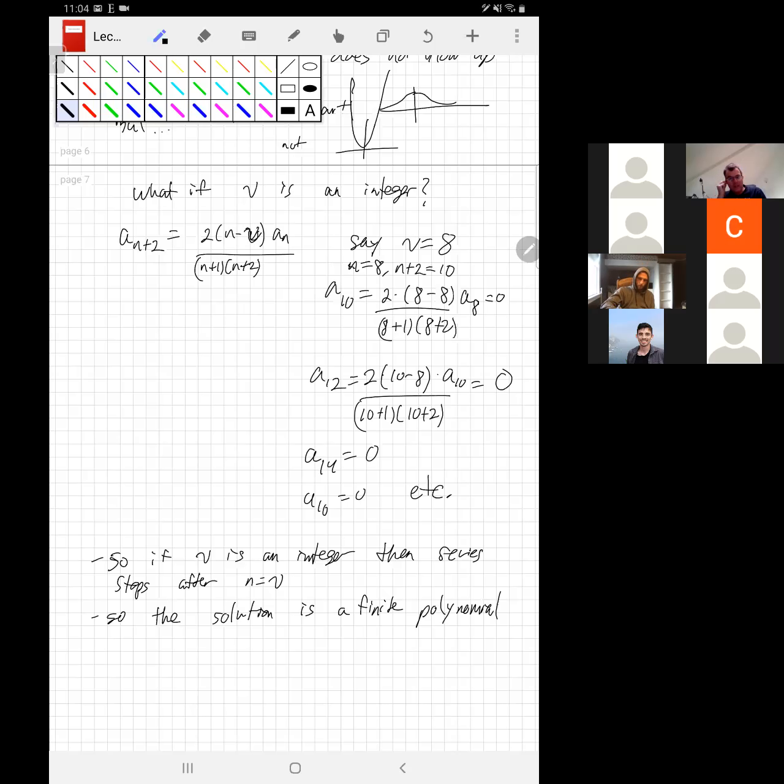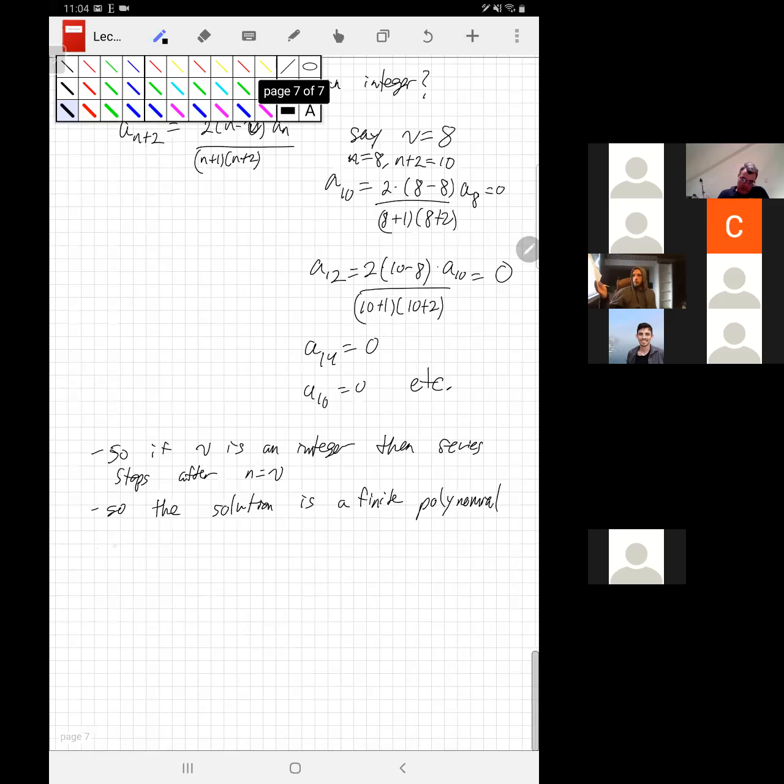So if nu is an integer, the terms before the terminating term are all negative, right? Or they alternate. They should alternate, yeah, because if nu is an integer, if n is less than nu, then n minus nu will be negative.